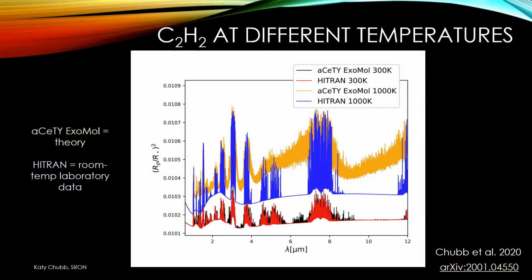But when you go to 1,000 Kelvin, you can see that there are large gaps in the blue laboratory data, and it's essentially just extrapolated from the 300 Kelvin upwards. These gaps are mainly due to missing hot bands, so these are transitions between high energy levels, which weren't populated at room temperature.